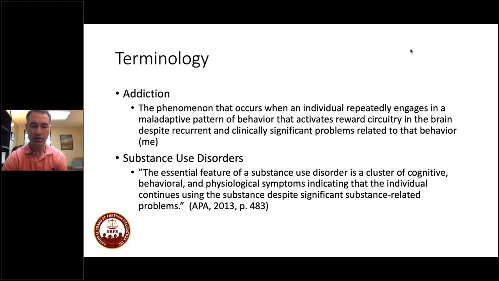The definition offered, or an essential feature offered by the APA and the DSM-5 for substance use disorders, is that disorder is a cluster of cognitive, behavioral, and physiological symptoms, indicating that the individual continues using the substance despite significant substance-related problems, which you can see is pretty close to my definition for addiction, only specifically applied to substances.